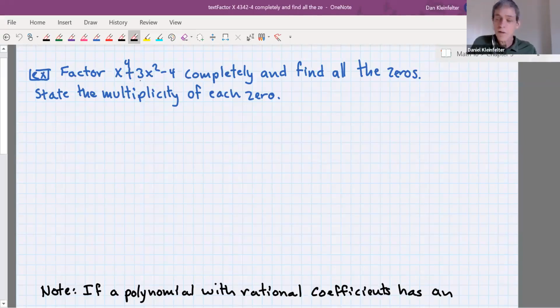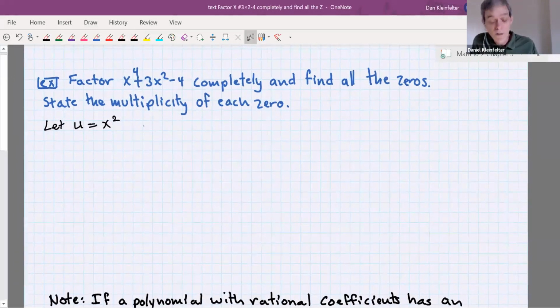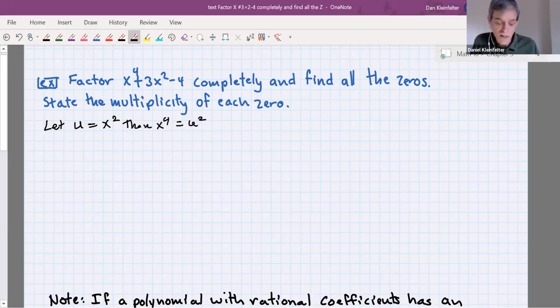So for this one, we're going to try another technique of making a substitution. Let's pick another letter. Let's let w or u, u is often used for this. We're going to let u equal x squared. By definition, we're just defining it to be x squared. If u is x squared, then x to the 4th power will be u squared. So if we've made those definitions, then we can substitute in place of x to the 4th power a u squared, and in place of x squared, we'll have a u.